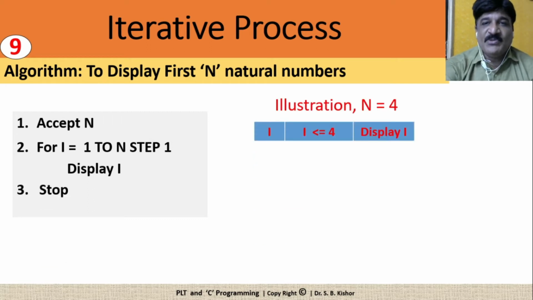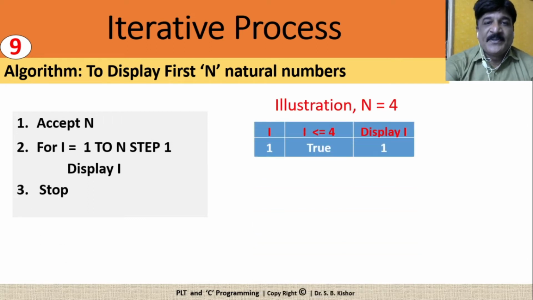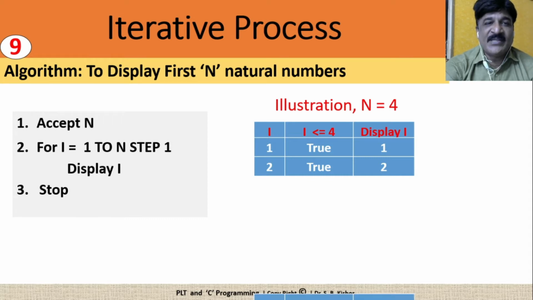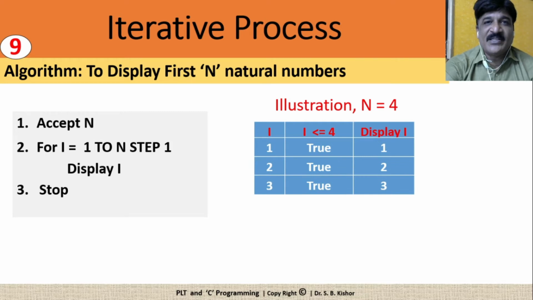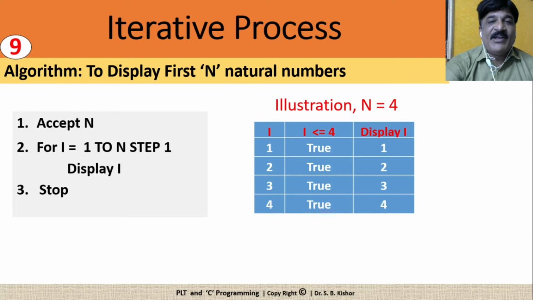Now assume the value of n is 4. Initially the value of I is 1. 1 is less than 4, yes, the condition is true, so display the value of I, that is 1. Then the value of I will become 2. 2 is less than 4, yes, the condition is still true, so display the value of I, that is 2. Then the value of I will become 3. 3 is less than 4, yes, the condition is true, so display the value of I, that is 3. Then the value of I will become 4.